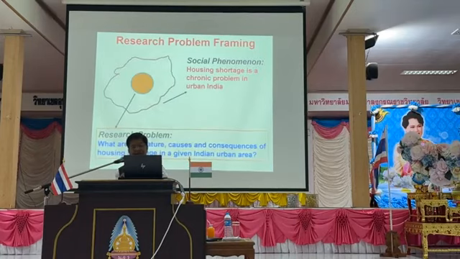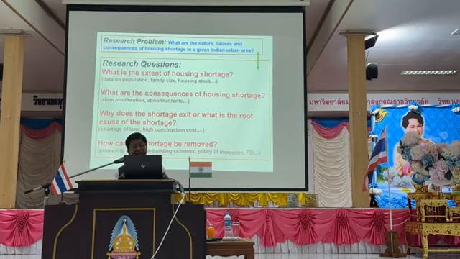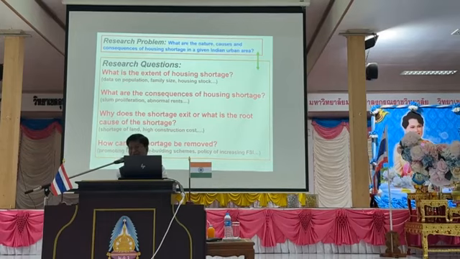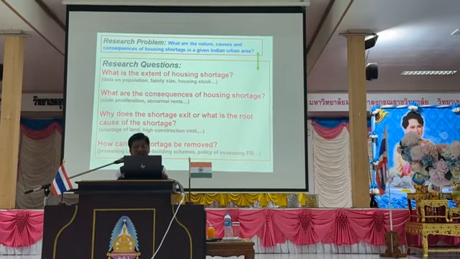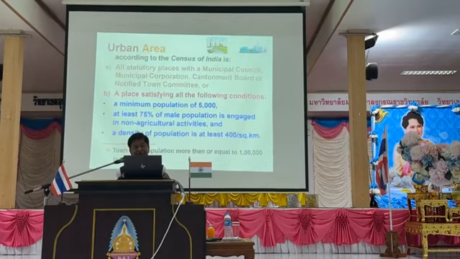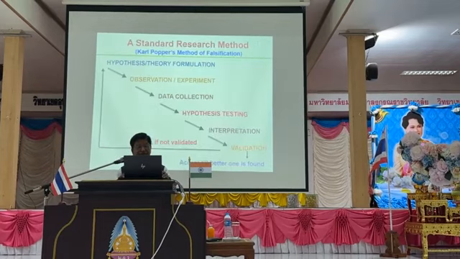How can the research problem be framed by social phenomena? For example, housing shortage is a chronic problem in urban areas. So this framing can be done. Questions can be written related to housing: what is the extent of the housing shortage, what are the consequences of the housing shortage, why does the shortage exist or what is the root cause of the shortage, and how can the shortage be removed? In this framework, the research can be done. These are some of the examples.